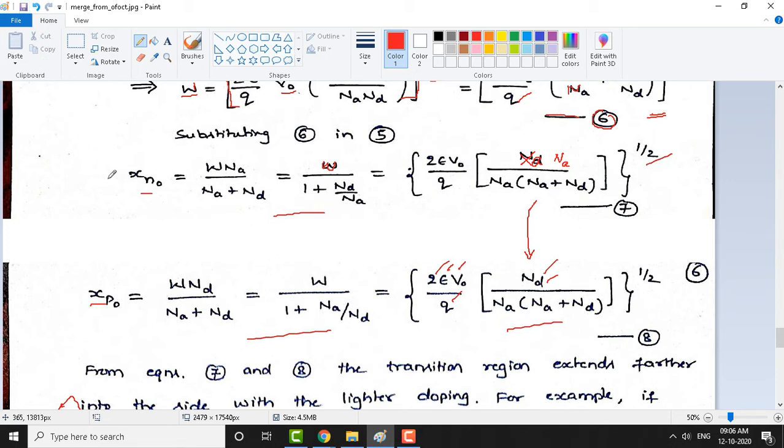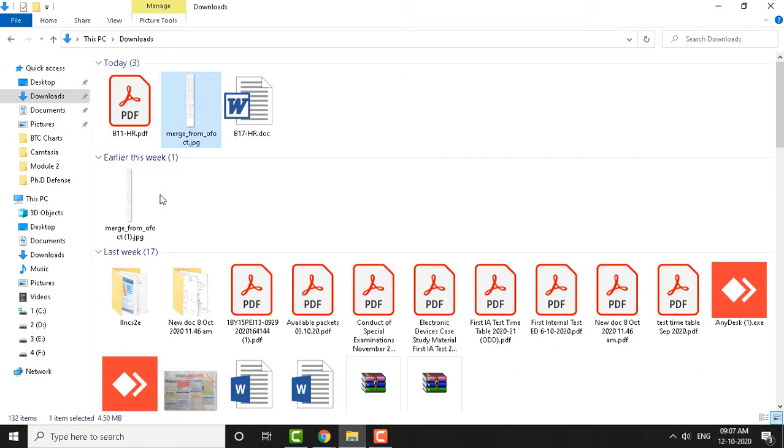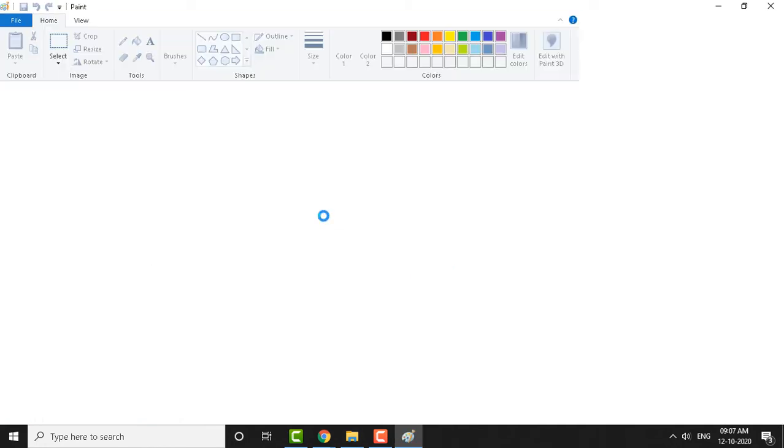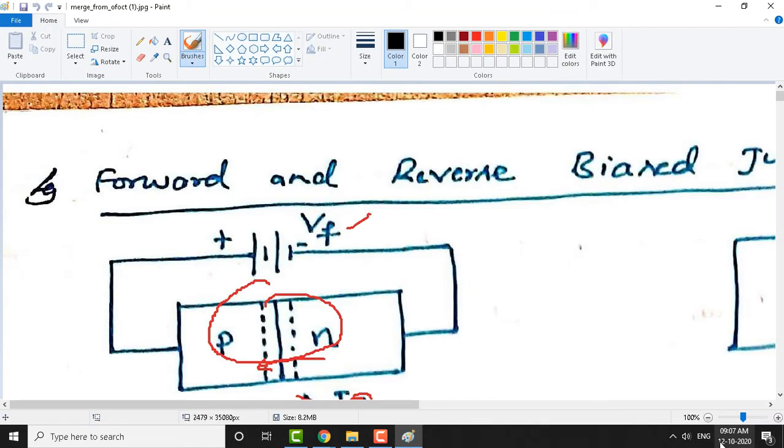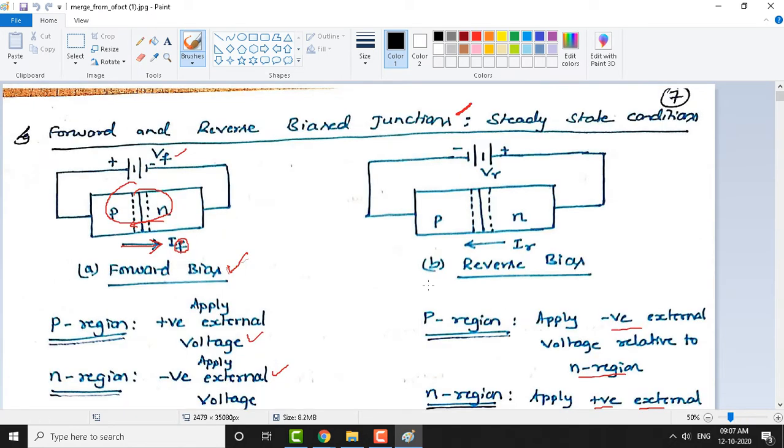Let me see what happens to the PN junction under bias. So far, we have seen the electrostatics of the PN junction. Now let me proceed to the next one. Okay, you are able to see the screen? Yes, sir. So this is the next topic of interest, forward and reverse biased junctions, and we are going to discuss this under steady state conditions.